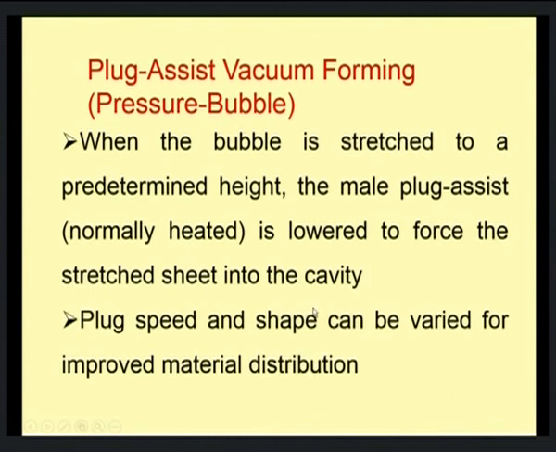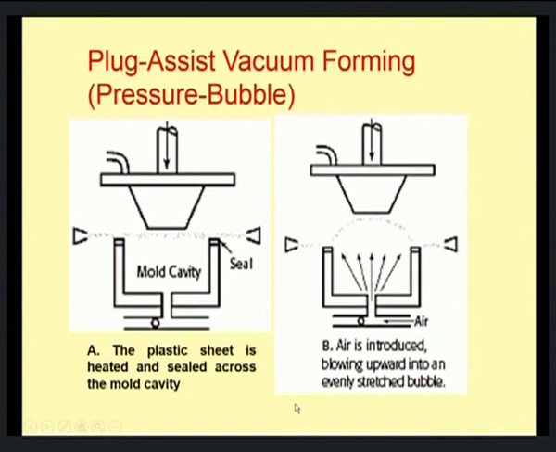The plug need not be of the same shape for all types of products. The shape could also be varied. That will ensure a good material distribution with respect to the mold, resulting in uniform thickness. So, this is a typical scheme for plug assist vacuum forming, the pressure bubble method.